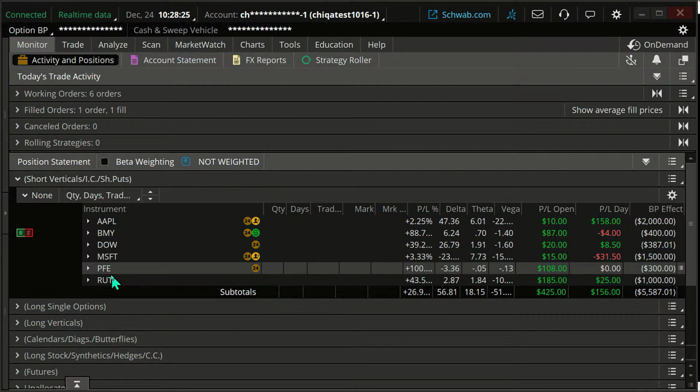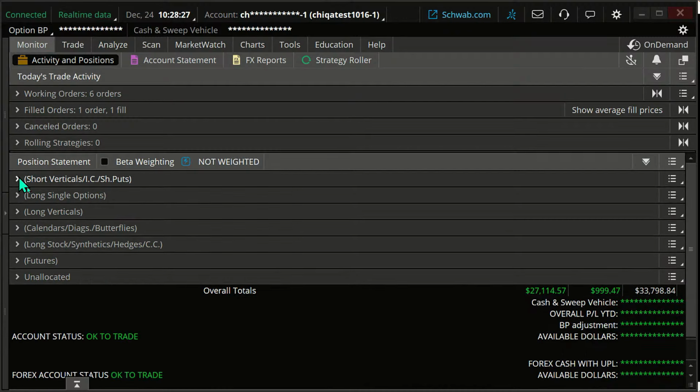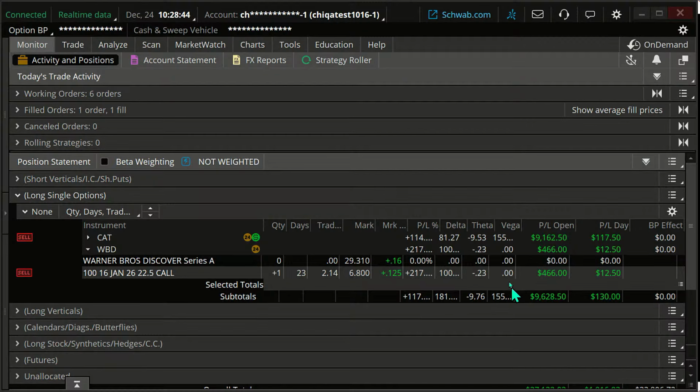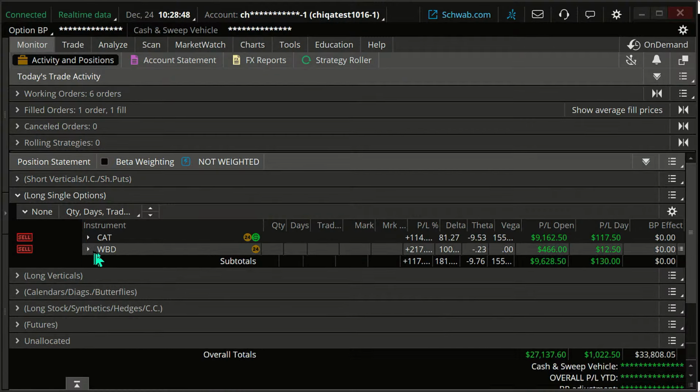So normally we'd get out of that at this point, okay? I'm hoping that's making sense to you. So that's short verticals. I'm not going to show the others because I think those are the ones that illustrate what we need here. Let's look at long single options, okay? So far, all these trades have been winning trades. I have plenty of losing trades here as well.